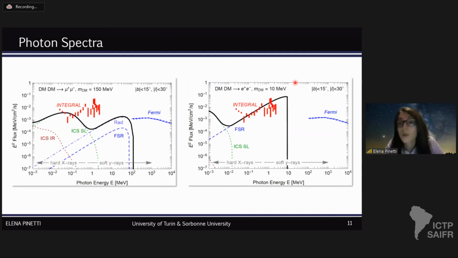On the right panel, we have the case of dark matter particles with a mass of 10 MeV, which annihilate into pairs of electrons and positrons. Instead, this case is better constrained by the final state radiation. Why? The reason is that the inverse Compton component becomes a dominant term at energies much lower with respect to the energy window covered by the INTEGRAL data. And this will be relevant at the end of my talk when I will present our results, our bounds.